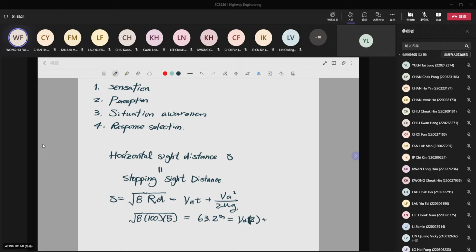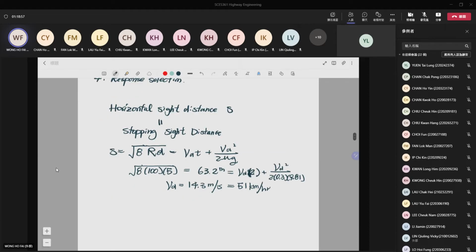And then plus V D squared over 2 times mu, where mu is equal to 0.3, and G is equal to 9.81. For this one, you can back calculate the V D value, and this is a quadratic equation. So V D is actually equal to around 14.3 meters per second, around 51 km per hour. So you may say that the design speed is around 50 km per hour.